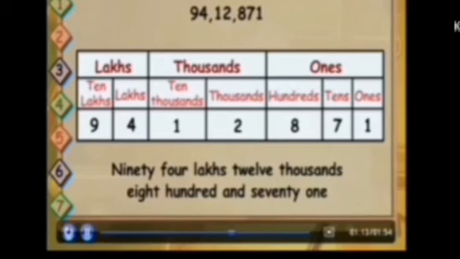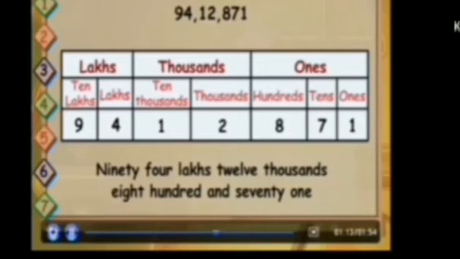Ones period, thousands period and lakhs period. See, ones period 3 digits, thousands period 2 digits, and lakhs period also we have 2 digits only. See this number, 94 lakh 12,871. This is the number name in the Indian system. Now we are going to another slide.